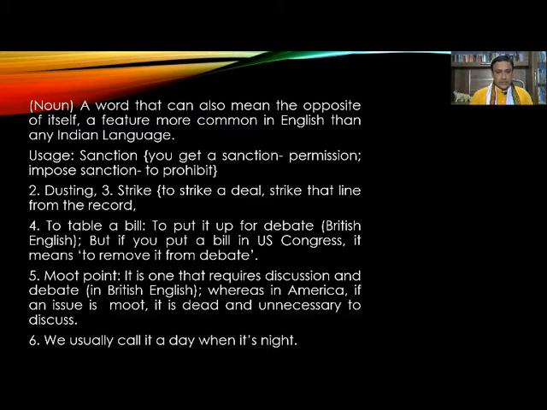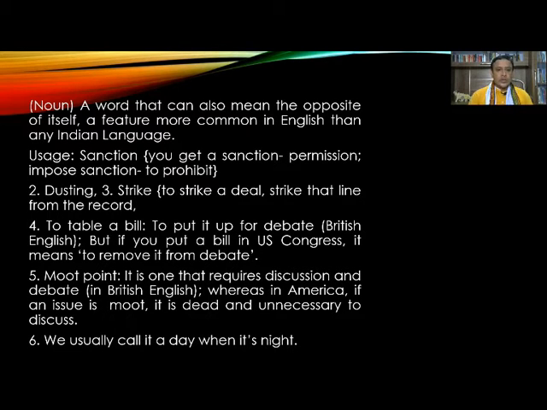The most common example of contronym is dusting. We use the word dusting for cleaning. That is diametrically opposite. And the third example is strike. To strike a deal means to finalize a deal, and to strike that line from the record means to eliminate it. So it has two meanings with a mere replacement of the word deal and elimination of a line.